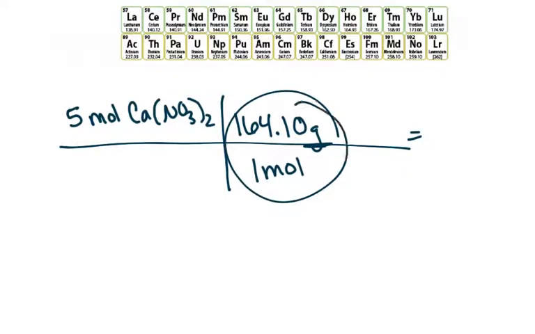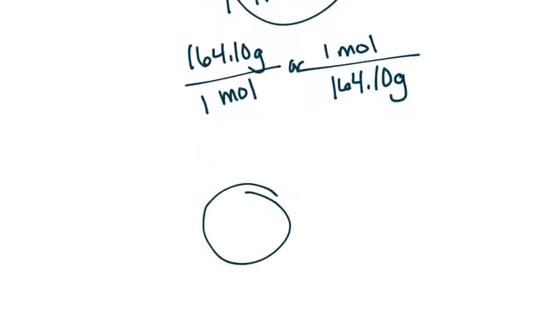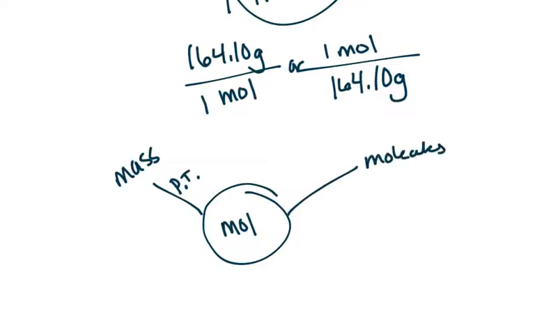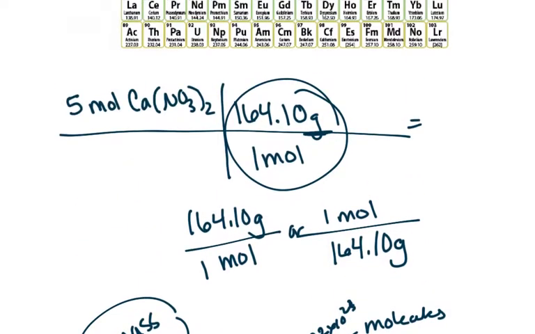So we use molar mass as a conversion factor. That's why it has 2 units, grams per mole. So it's either 164.10 grams per mole or 1 mole per 164.10 grams. We use the conversion factor either way. When you are doing your mole conversions and finding mass, you use the molar mass from the periodic table, or if you're finding molecules, you use Avogadro's number, 6.022 times 10 to the 23rd. When converting from mass to moles or moles to mass, you will use the molar mass from the periodic table or the formula mass.